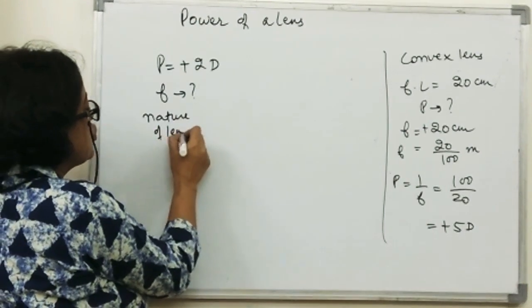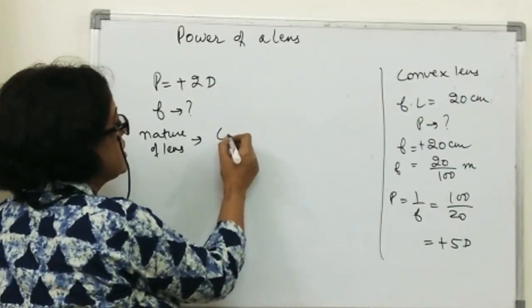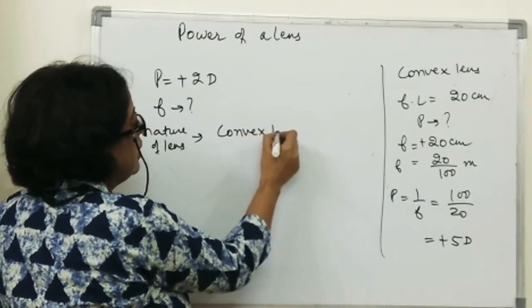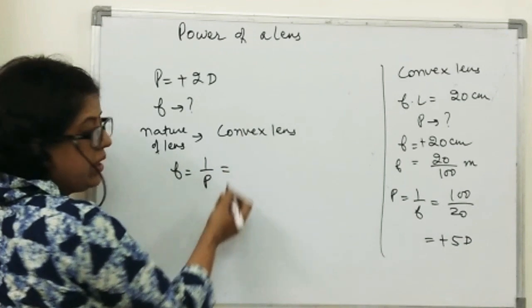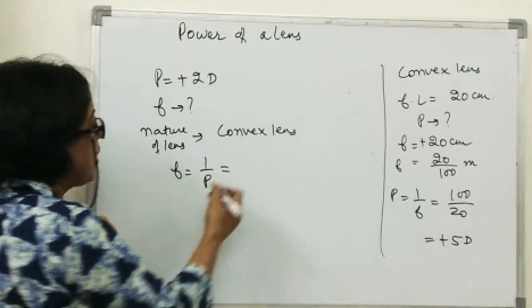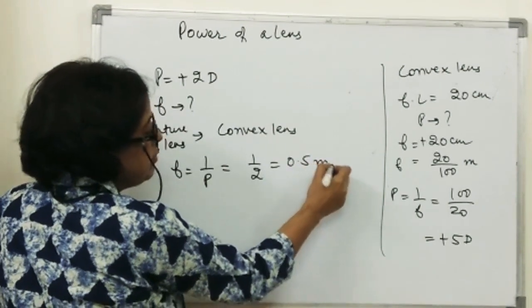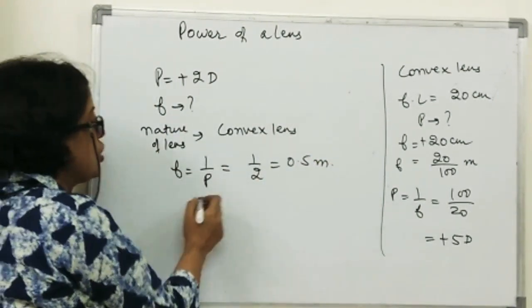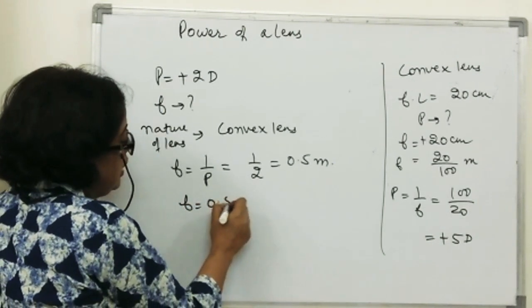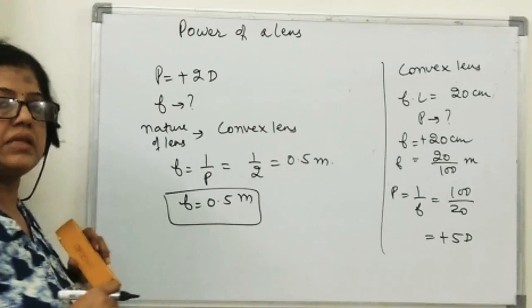Fine. So nature of the lens is very much obvious from the sign of the power. Nature of the lens is convex lens. Fine. And if you have to find focal length, that will be 1 upon p. P is 1 by f, so f is 1 by p. That is 1 by 2, which is 0.5, and that is in meters. Because the power is in diopters, focal length will come in meters. So we'll say that the focal length of the lens is 0.5 meters and the lens is convex lens.